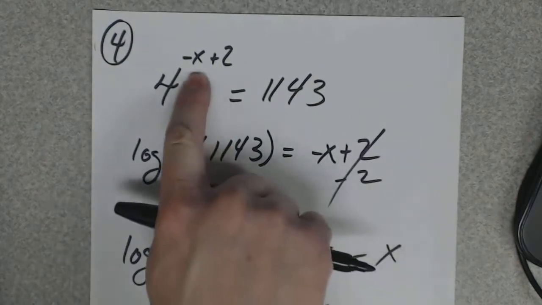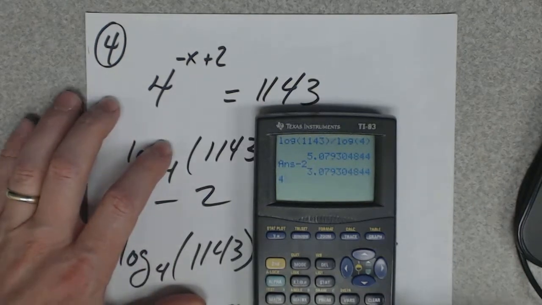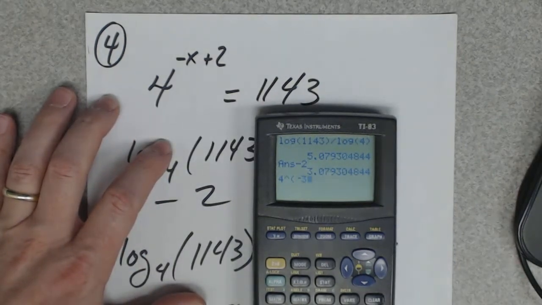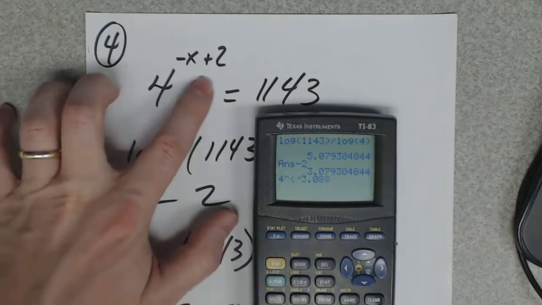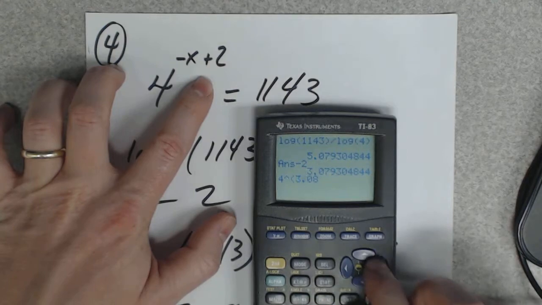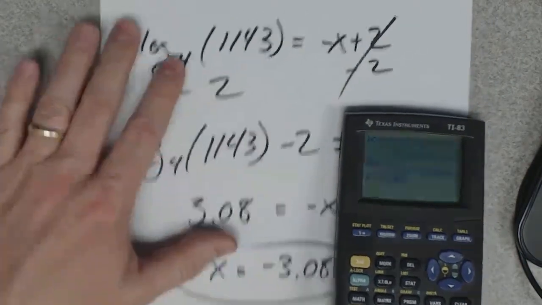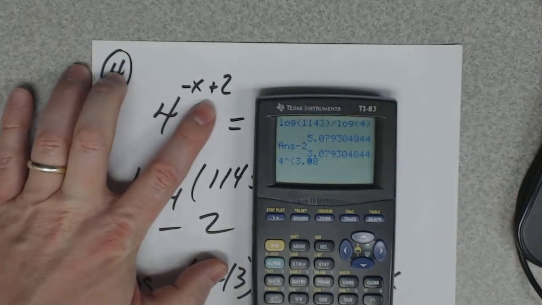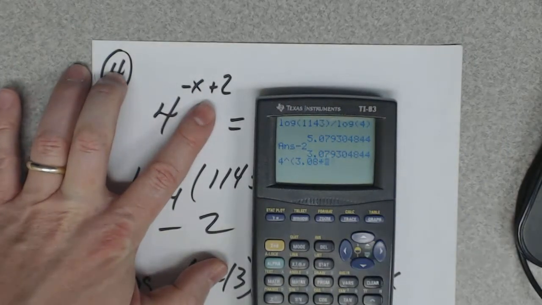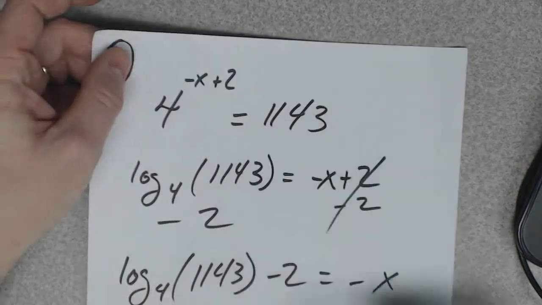Now you can come back up here and plug that in and see if that works. 4 to the negative 3.08. That's a negative negative, so it's actually a positive, right? If you put a negative in, it's already got a negative there, and the answer was negative here. Makes it a positive 3.08 plus 2. 11.44, close enough, because we rounded a little bit, so it's a little bit over.